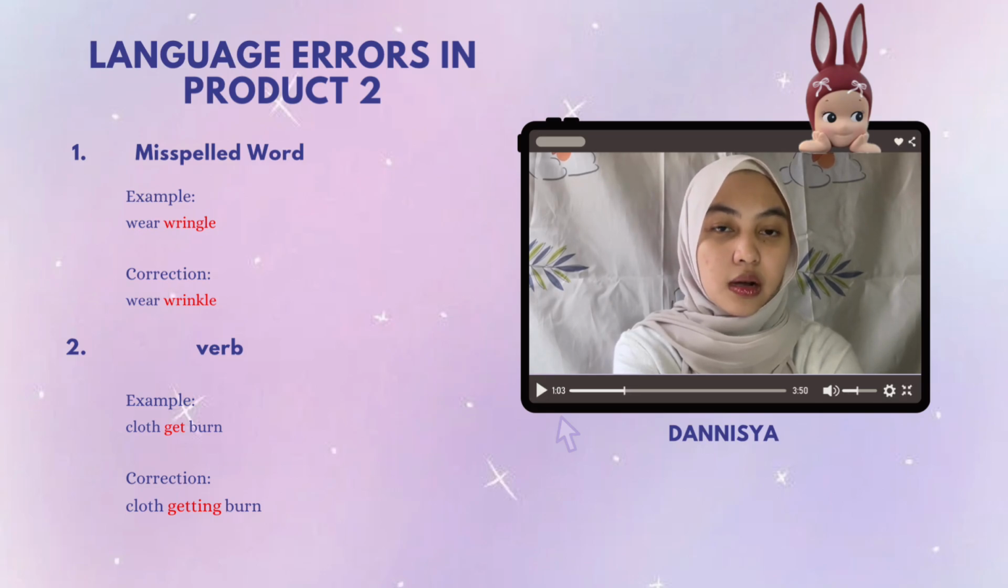Next is the verb error. The phrase "clothes get burned" is corrected to "clothes getting burned." The original sentence uses the wrong verb form, which makes it sound awkward and grammatically incorrect. Using the correct verb form helps the sentence sound more natural and ensures the meaning is clearly delivered to the reader.